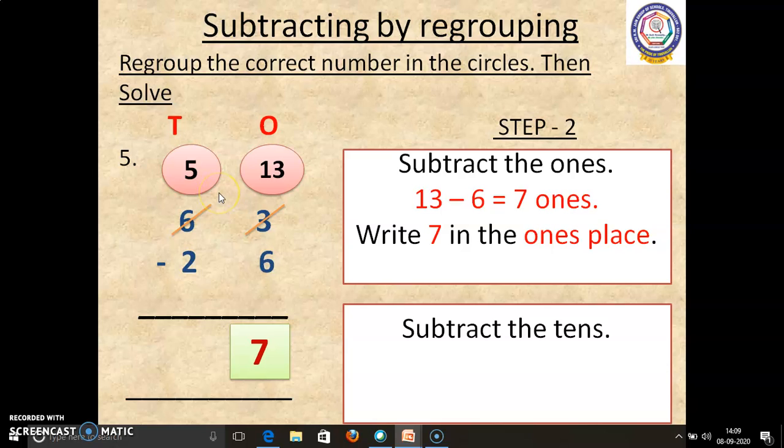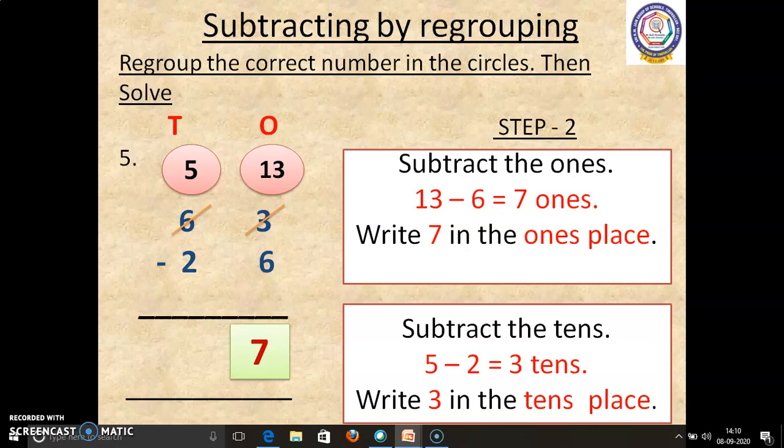Now we should move on to the tens place. In the tens place we have 5 minus 2. Now we have to subtract the tens. 5 minus 2: 5 in the mind, 2 in the finger. 5, before it 4, 3. 5 minus 2 equals 3. So we have to write number 3 in the tens place.